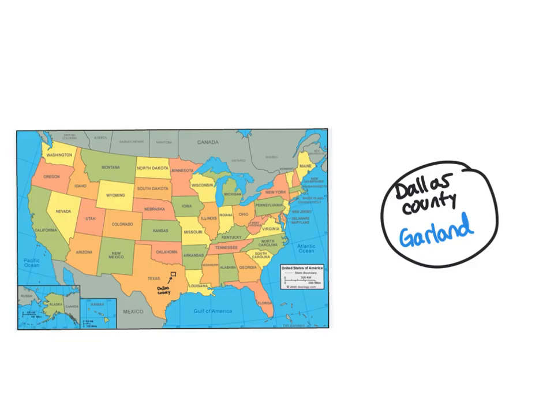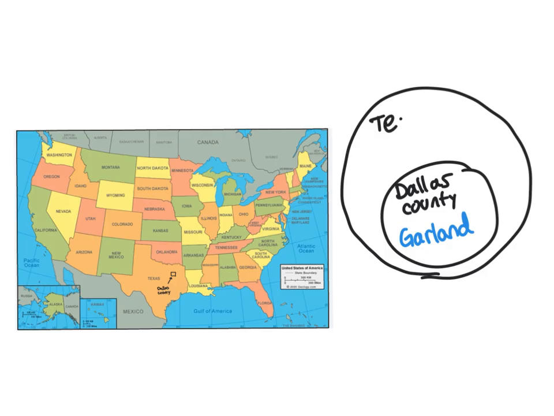Now, another question for you. Are you in Texas right now? Yes, you are, right? So we could add another region here, and we could say that you are in Texas. So this blue word, Garland, it's currently inside the Dallas County bubble, and it's also inside the Texas bubble, right?